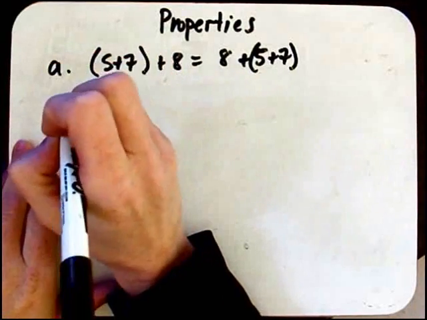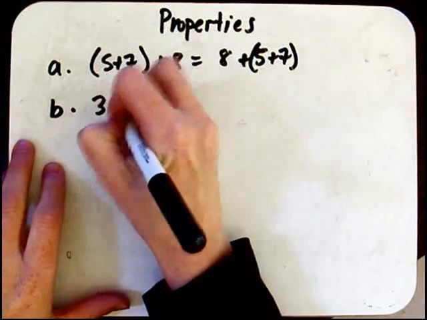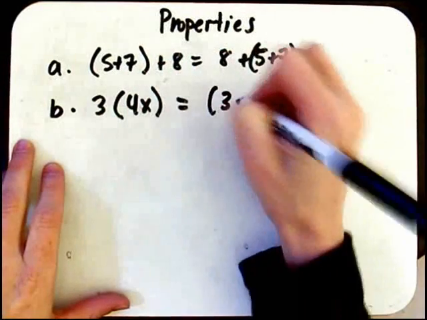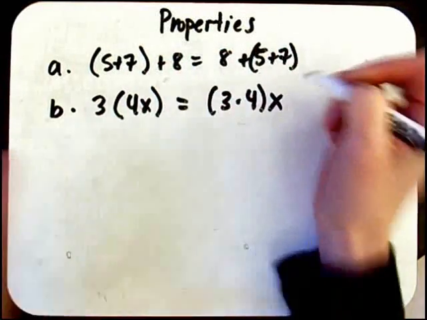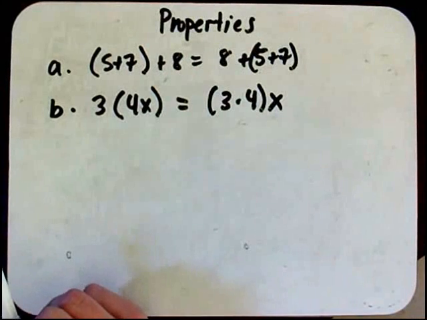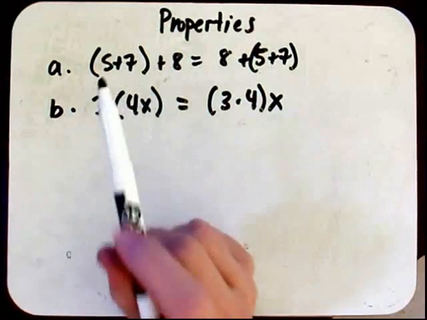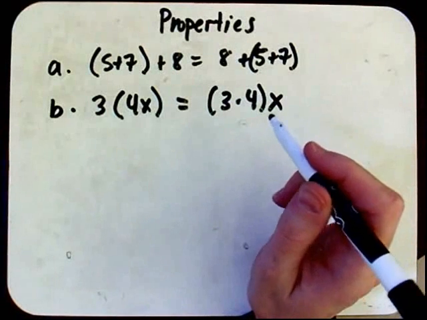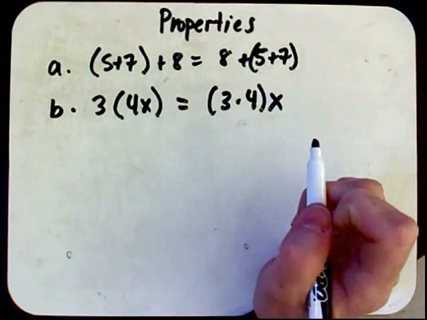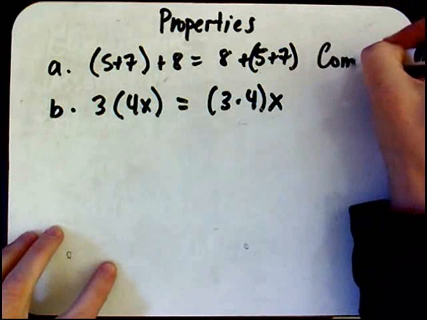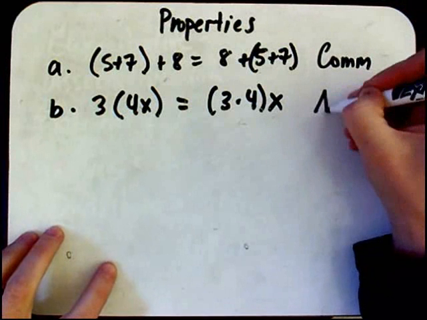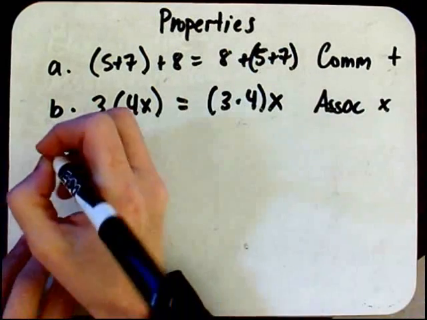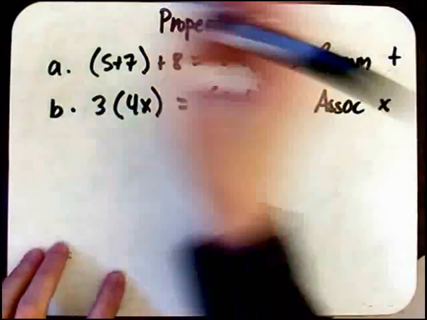Part B, the associative property of multiplication. 3 open 4x close equals open 3 times 4 close times x. You're going to get the same thing. You're going to get 12x, because 3 times 4x is 12x, 3 times 4 is 12, times x is 12x. That's the associative property of multiplication. First one was commutative. Second one is associative. Okay, example 3.